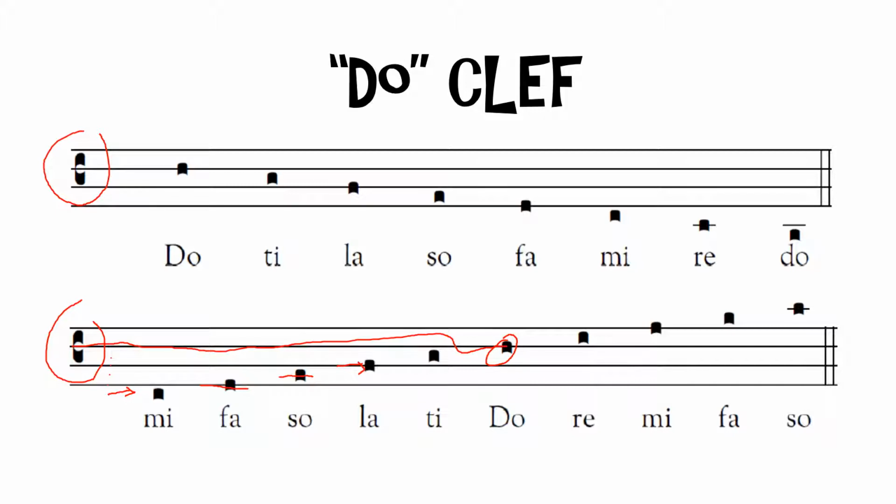So let's try and see you pitch your mi. Let's just say your mi is this. Mi. Try it. Sing the scale upwards. Did you get? Mi, fa, sol, la, ti, do, re, mi. Well done.